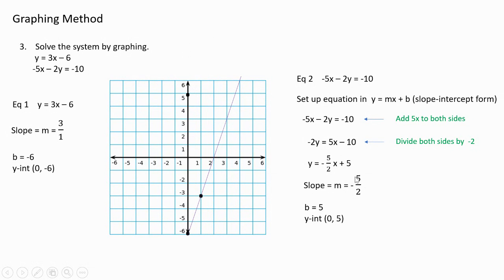Okay, but let's do it this way. Let's put the 5 as negative and the 2 as positive. So this way, we're going to go down 5 and 2 across. So the point should be right about there. And then we draw our line. So the answer is, the point where both lines intersect is the solution. So this is the answer, which is (2, 0).